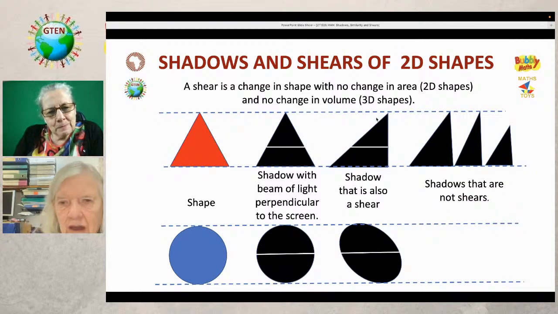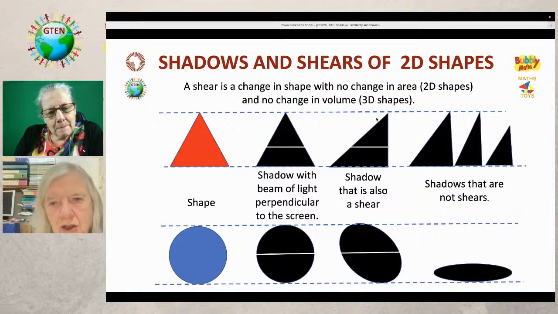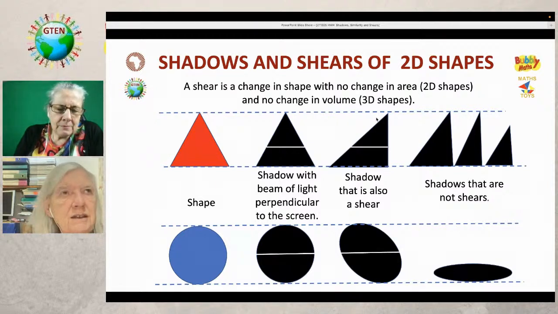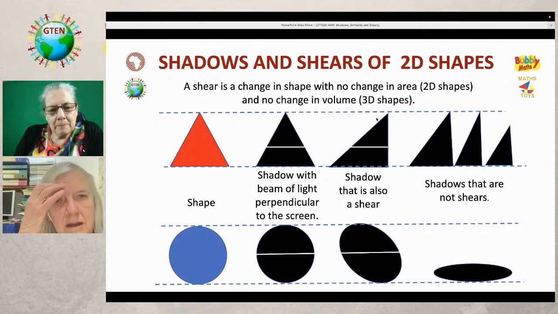And so here is a shadow of the disc, but this is not a shear. It's got a different area. The light must have been very much lower down to cast a shadow like that.